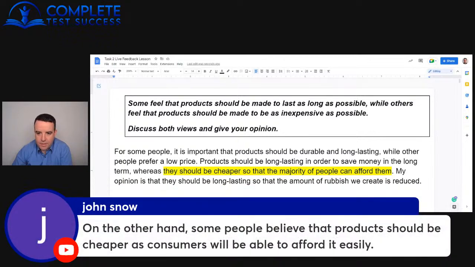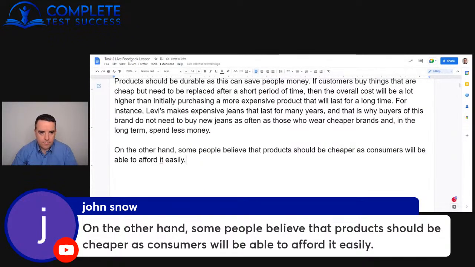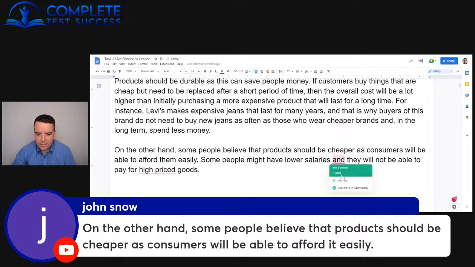Yep, good. On the other hand, some people believe that products should be cheaper as consumers will be able to afford them more easily. Okay, I'm going to take that. Jon Snow. Okay, and I see you have some other comments there as well. Some people might have lower salaries and they are not able to pay for high-priced goods. Okay, so that makes sense. And they are not able to pay for high-priced goods.